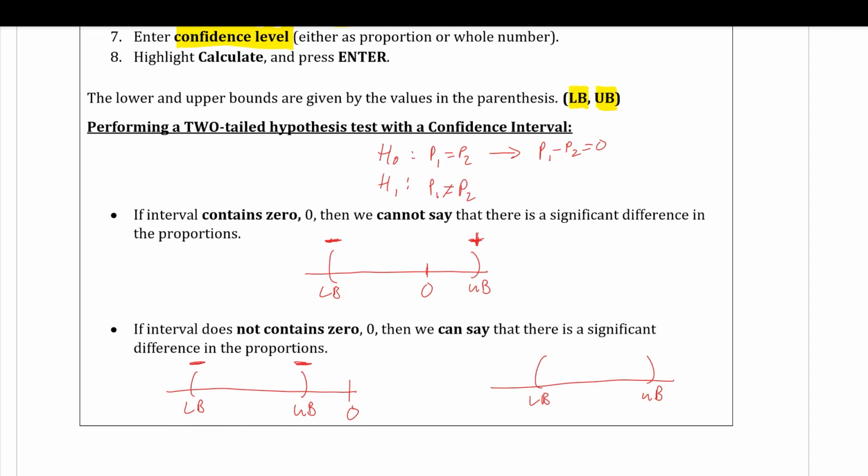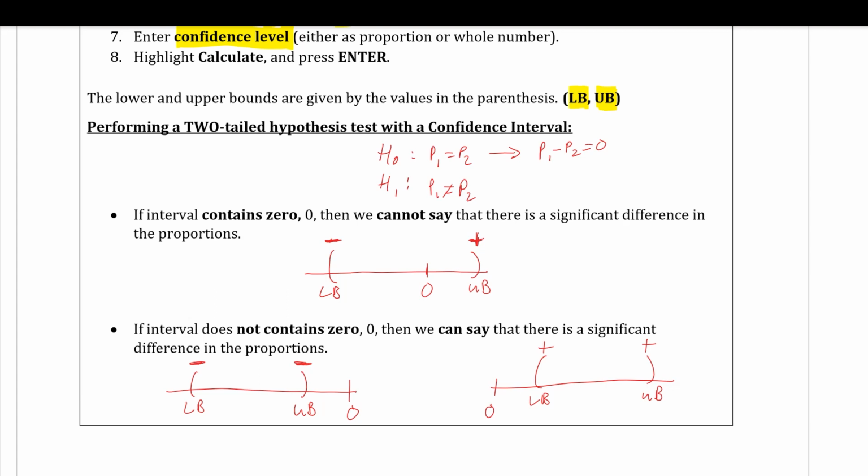So if both bounds are negative, then of course it doesn't contain 0. And of course, the 0 can be on the left-hand side here. And what does that tell us about the lower bound and upper bound? Well, that means they are both positive. So what we say about this is that there is a significant difference between the proportions. If you're confident that your proportion is some negative number that doesn't contain 0, then you know that there's a pretty significant difference between these two proportions. And the same thing for the two positive bounds.